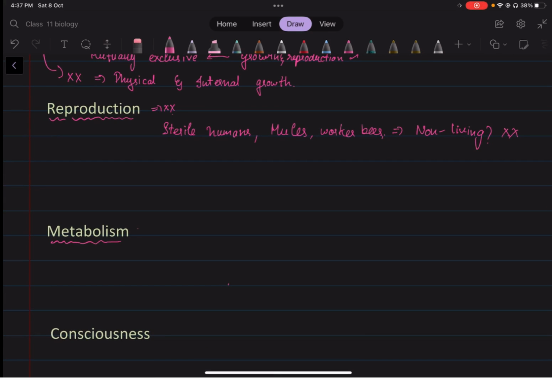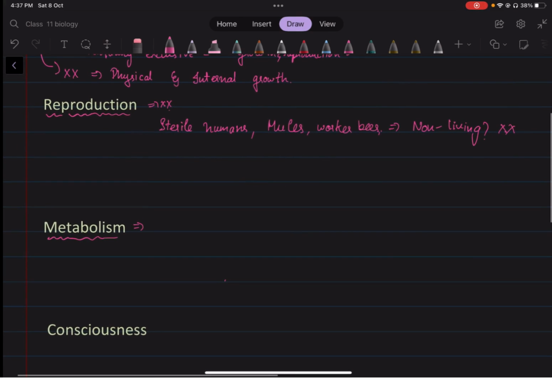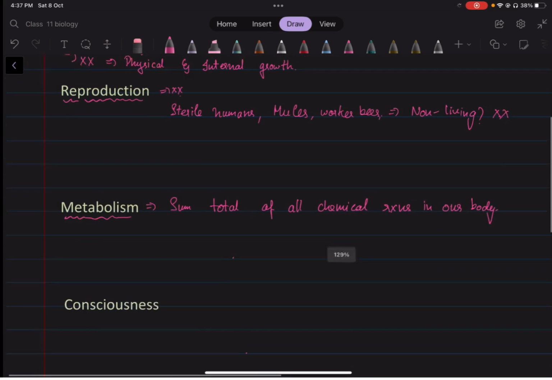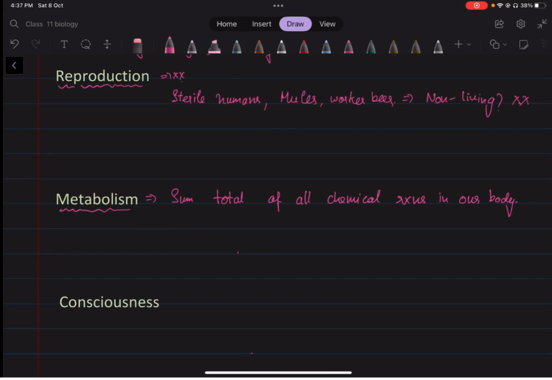Now let's go to metabolism. What is metabolism? NCERT defines metabolism as the sum total of all chemical reactions that occur in our body, right? The metabolic reactions that take place outside the body, we can replicate these in test tubes, right? In such cases, such reactions are called living reactions. We are telling that these reactions are alive, these reactions are living.